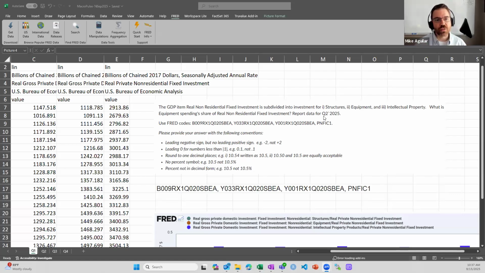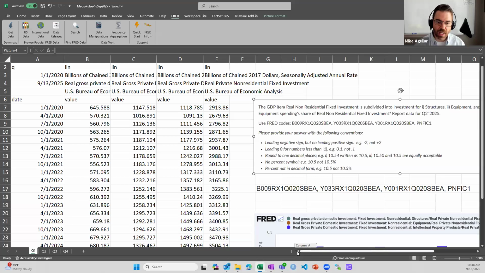What is equipment spending's share of real non-residential fixed investment? Report the data for the second quarter 2025. I give you some red tickers and I give you some ways to provide that information. Now, how do you get that? There's a few ways. Let me show you how to do it in Excel with the FRED add-in.